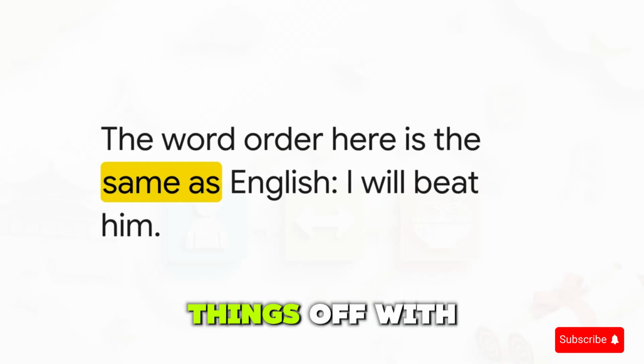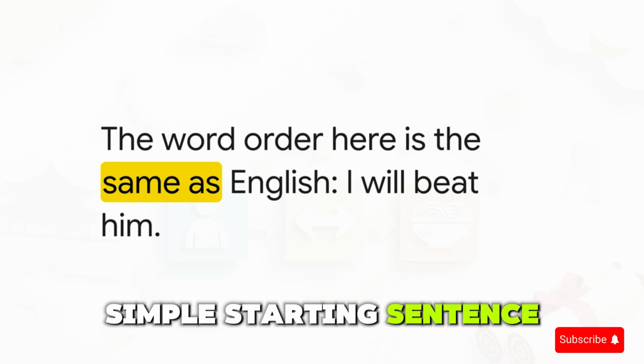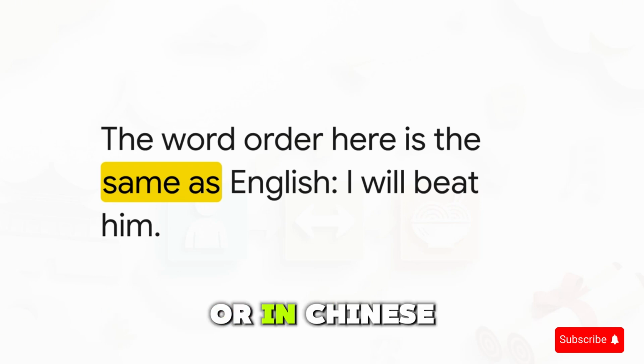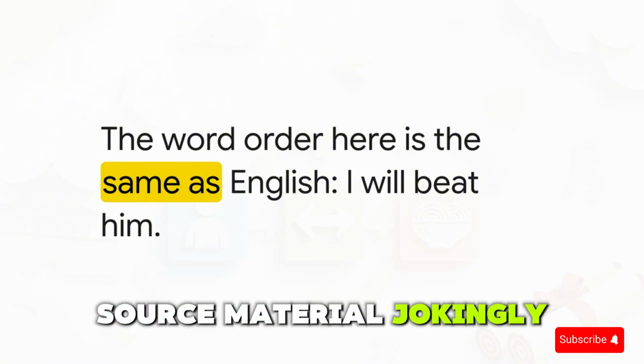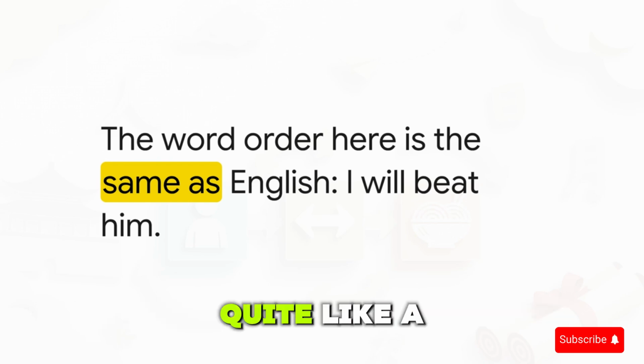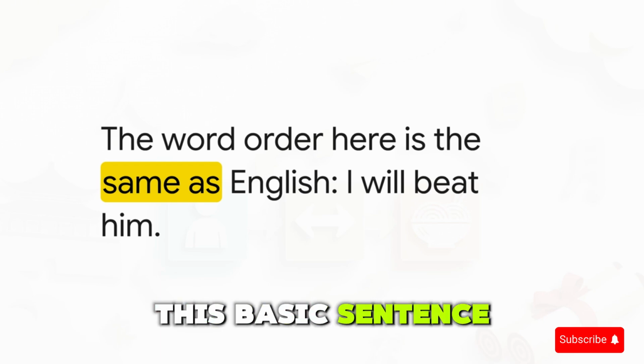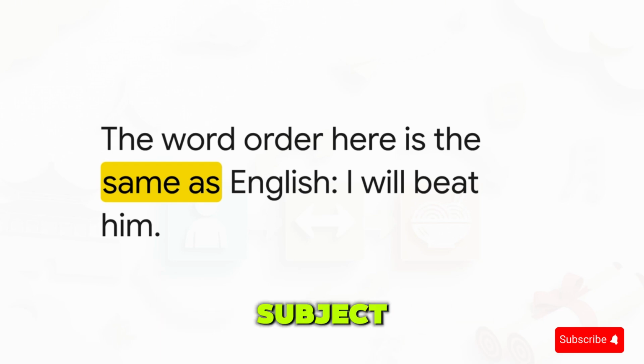So, let's kick things off with a beautifully simple starting sentence. I will beat him. Or, in Chinese, 我会打他. Now, as our source material jokingly points out, nothing motivates learning quite like a little planned violence, right? But what's genuinely great here is that the word order in this basic sentence is exactly the same as it is in English. Subject, verb, object. 我会打他. I will beat him. But for our purposes today, this is way too simple.